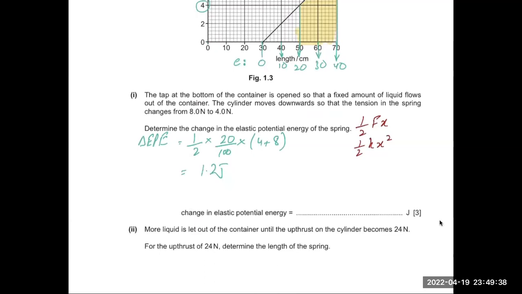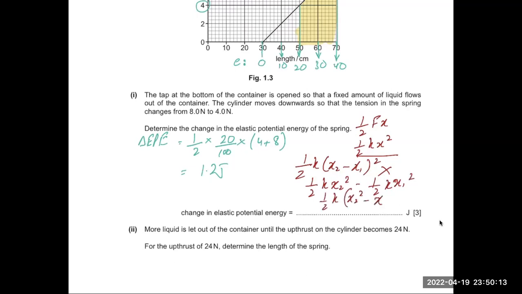So 1.2 joules. So one more thing. I want you to understand, please, please, please do not make this mistake. A lot of students, when using half kx squared, what they do is they say half k x2 minus x1 squared, which is incorrect. You cannot write it like this. You'll have to write it as half k x2 squared minus half k x1 squared, or you can write it as half k, x2 squared minus x1 squared.